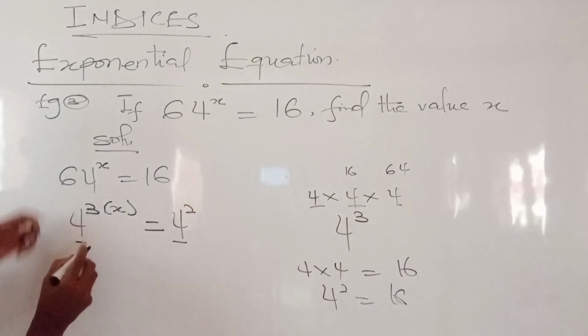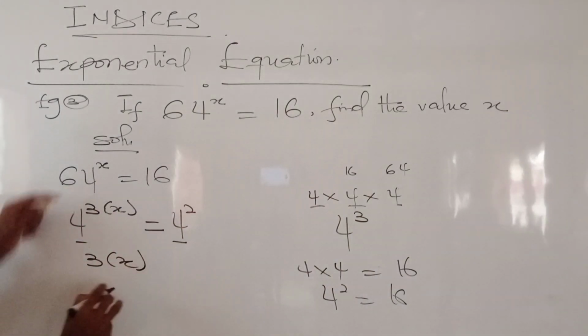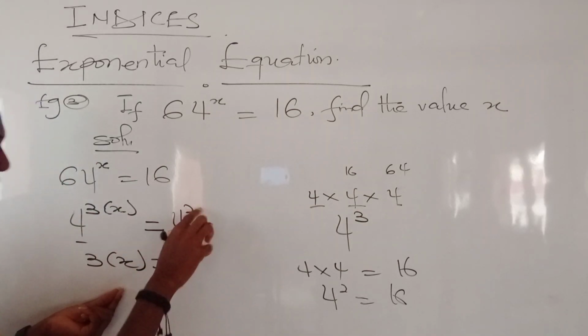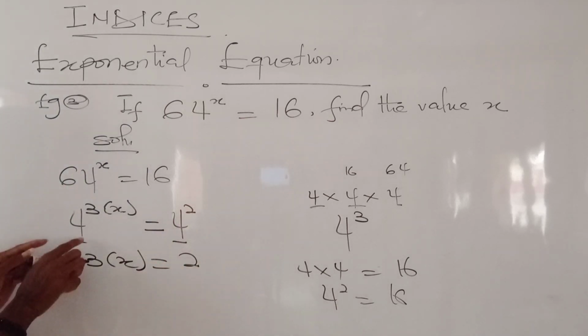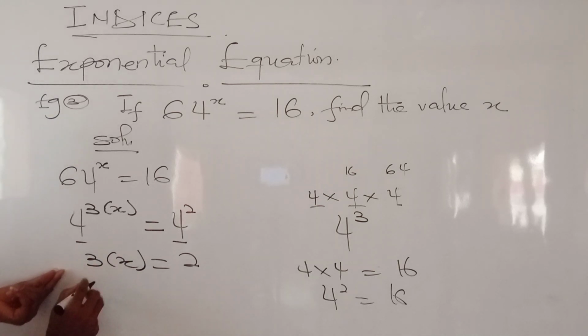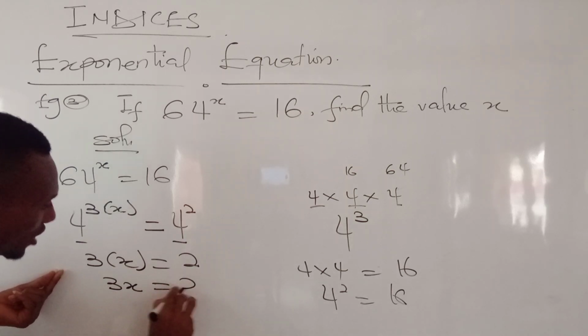So now my power here is 3 into bracket s. Don't rush it, just take your time. We are equating the powers, so 3 into bracket s equals the power here, which is 2. Because the bases are the same, we can equate the powers. Let's go ahead and solve for that. So 3 times s gives 3s, equals 2. I hope you agree with me.